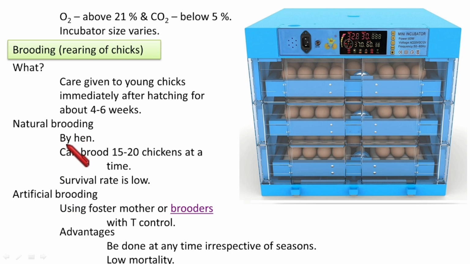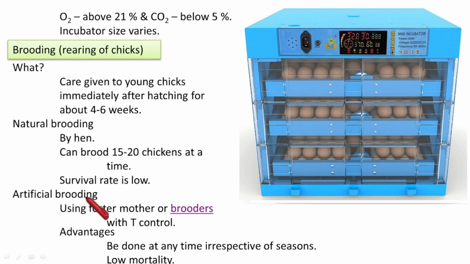Natural brooding is done by the hen itself, the parent hen, and that parent hen can care for 15 to 20 chickens at a time. Even then the survival rate is low. We know that even with the presence of a parent hen, many predators will come and pick up these chickens. So natural brooding is not that much of a success.